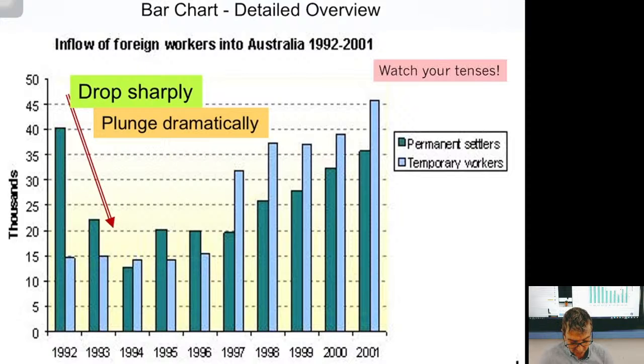Okay then. But with this, you've got to remember your tenses. So don't forget that this is actually in the past. We're looking at this date. So that's in the past. Then you need to change drop to past tense. So then we should have dropped sharply. And then plunge, change to past tense, which would be plunged dramatically.